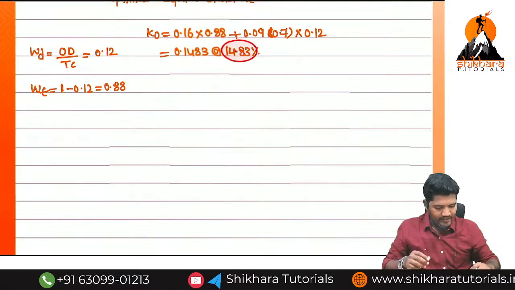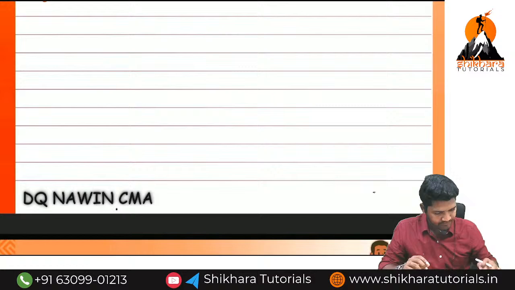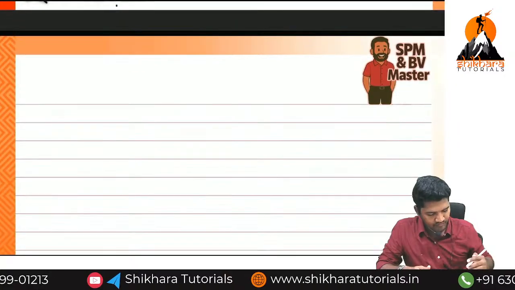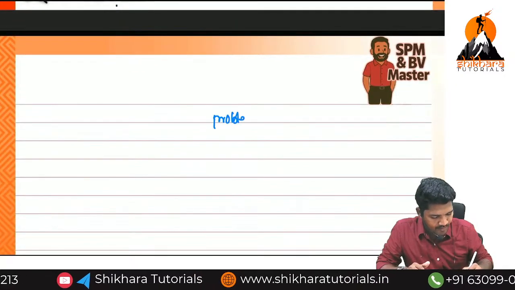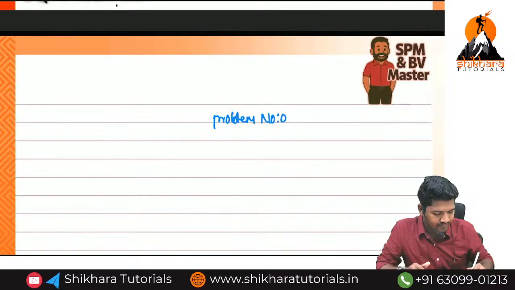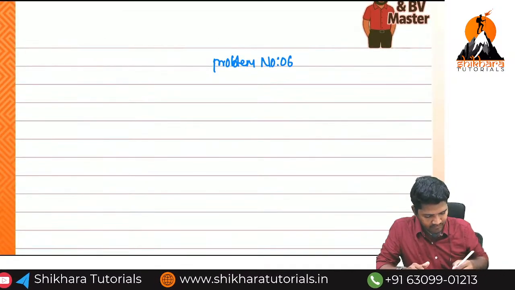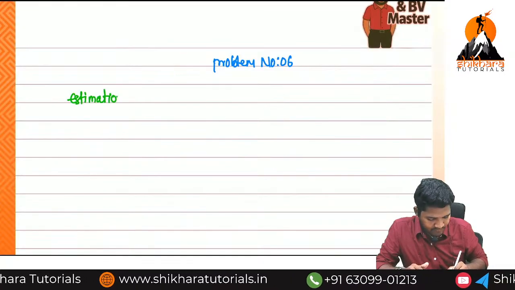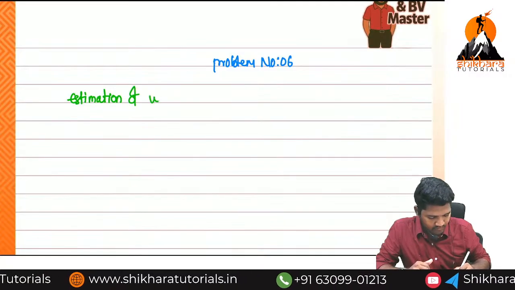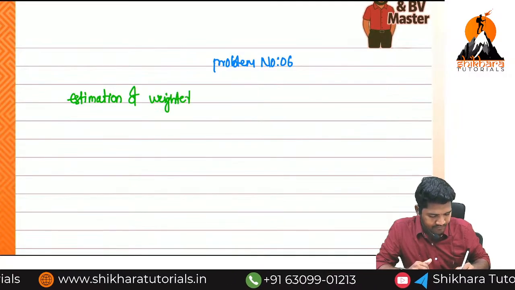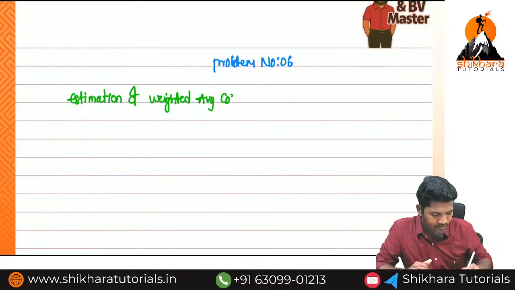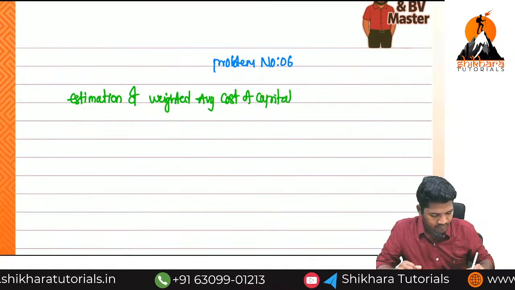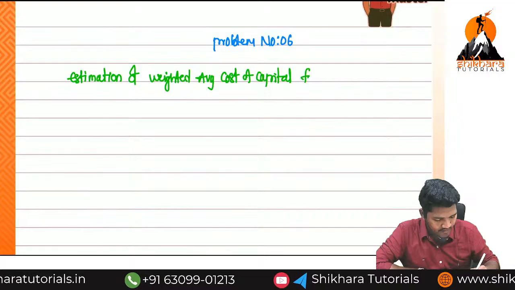What's the illustration number? It is 6. Problem number 6. Estimation of weighted average cost of capital for Mahavir Limited.